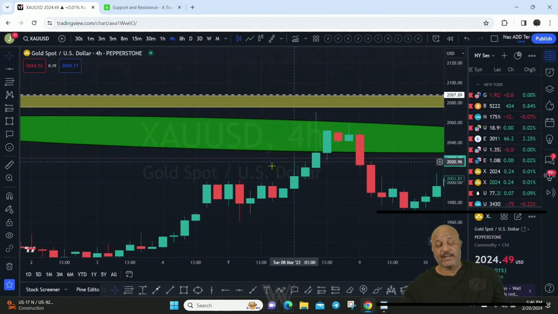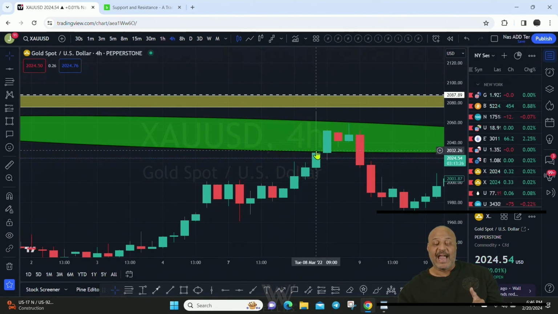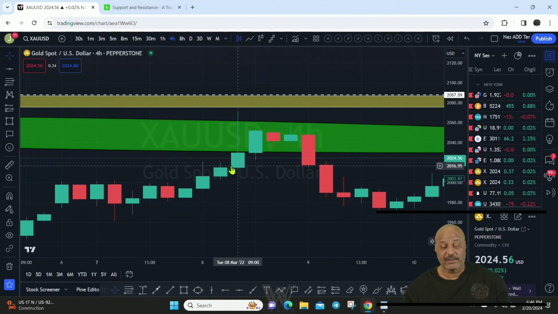So that tells me that the buyers were in the market and price shot all the way up here. You can see it, right? Let me remove this little green thing here. Let me hide the drawing for a second.